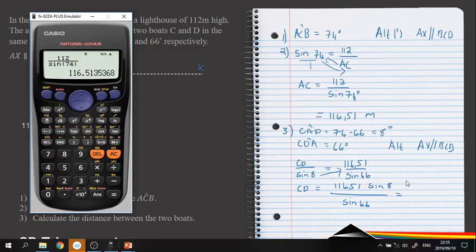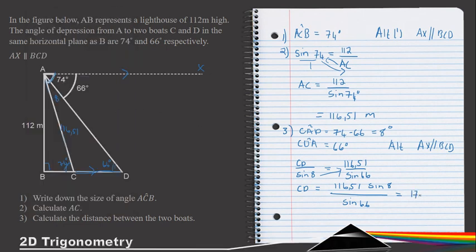So what I get then, 116.51 times sine 8 over sine 66 is equal to 17,75. So 17,75 meters.